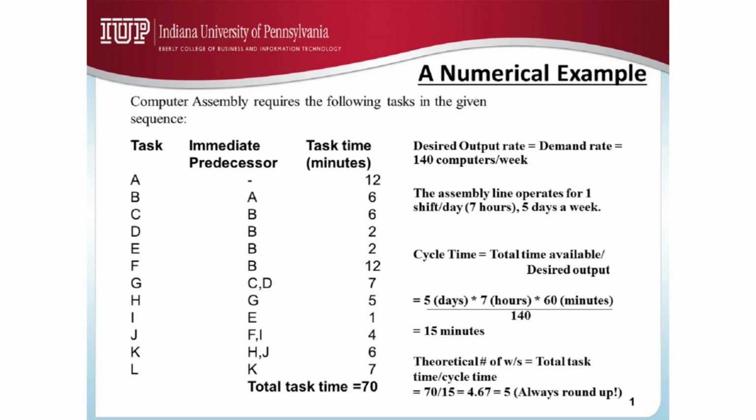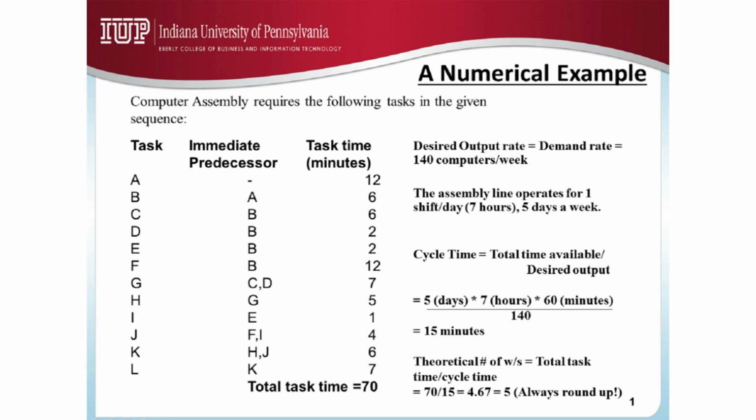Now the next thing that you know is how long is the assembly line operating? So it can be operating for 8 hours, 16 hours, 24 hours, 7 days a week. But in this example, it is operating one shift a day, 7 hours, only 5 days a week. So you have only 35 hours in a week.